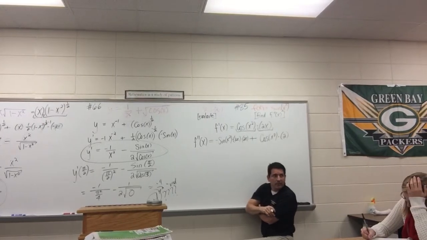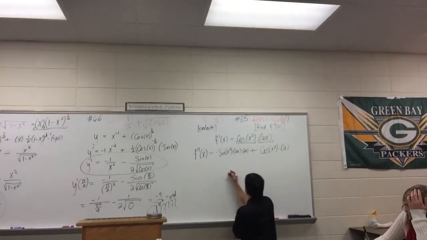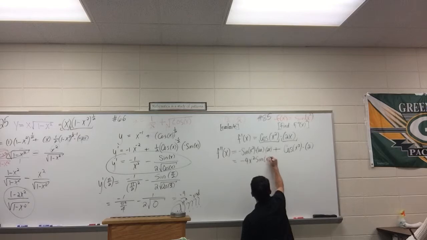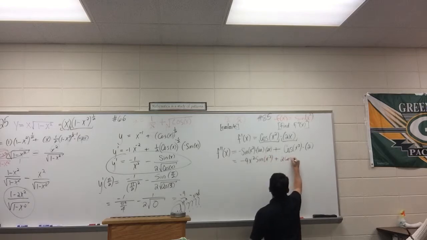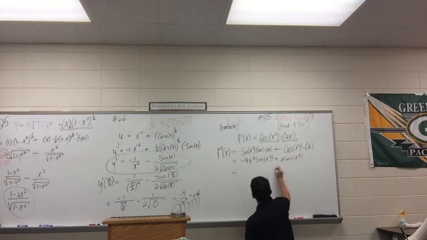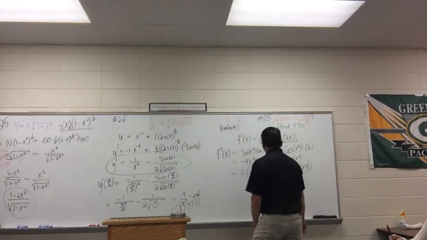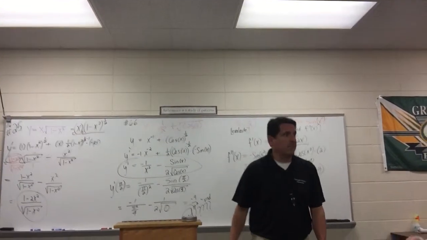Is it helping that we're doing these? Okay. So what does this become? Well, negative 4x squared sine of x squared plus 2 cosine of x squared. And by the way, if you are destined to take out a number like a 2, you can do that as long as you leave it there. You're not allowed to just take it away.